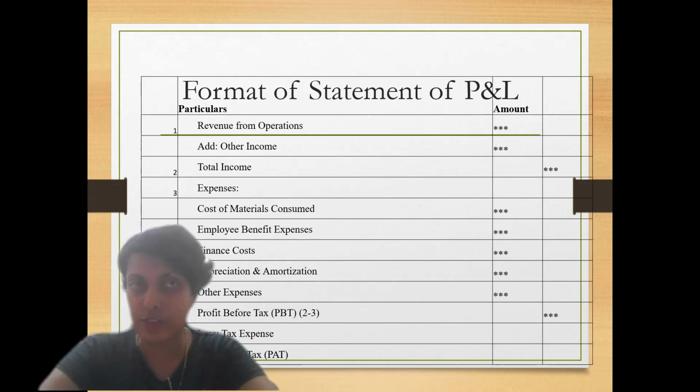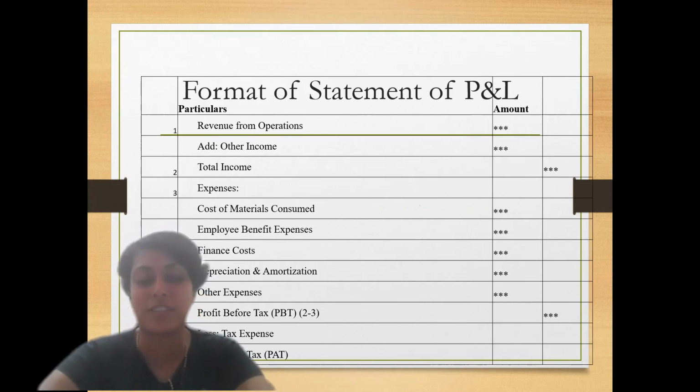Under cost of materials, we have cost of goods sold, the same old cost of goods sold. Then we have finance cost. Under finance cost, all the interest expenses will be included, whether paid or not paid. That is, if there is an outstanding expense, that has to be added, and if there is any prepaid expense, that has to be deducted. And then we have depreciation and amortization.